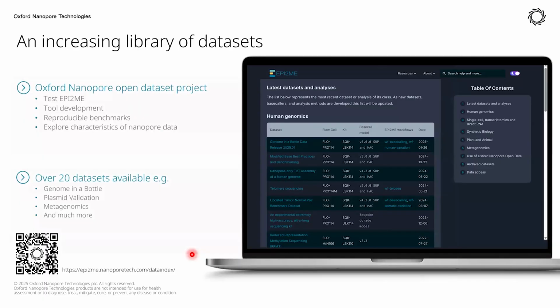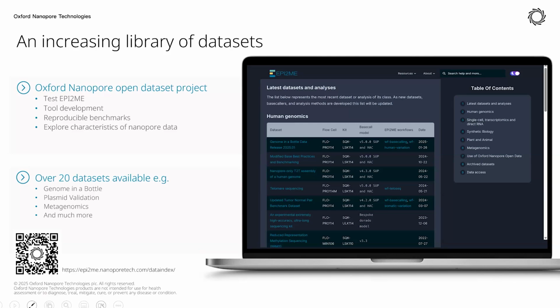Okay. One of the things that I always like to point out to new users is on our epitome site. So this is the epitome.nanoporetech.com site. We do have data sets that are available so that you can download if you wanted to. These include a number of different human genomic samples, but also some metagenomic samples and transcriptomic samples that are available.